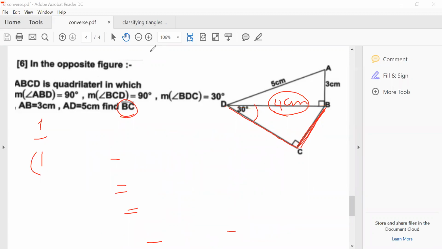Remember with me that when I have a right angle triangle and 30 degrees, the side opposite to the 30 degrees is half the length of the hypotenuse. So the side BC, opposite to 30 degrees, is half the length of the hypotenuse. My hypotenuse here is 4 centimeters, so BC will be 2 centimeters. This was our lesson, the converse of Pythagoras theorem.